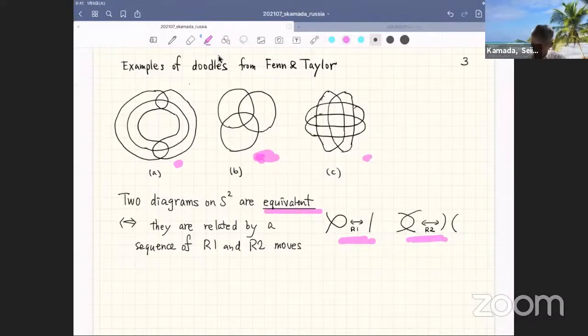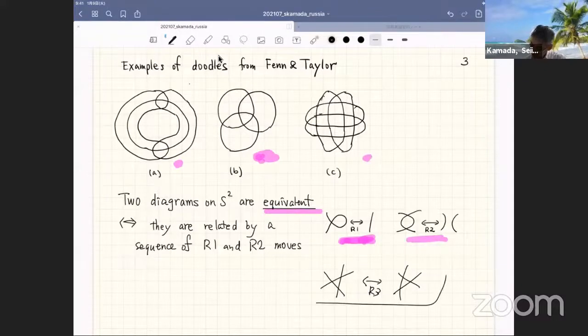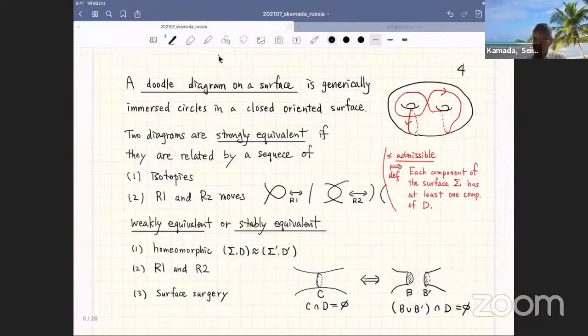These are Reidemeister moves in the projection of Reidemeister moves. We do not allow the Reidemeister 3 move. This move is not allowed.